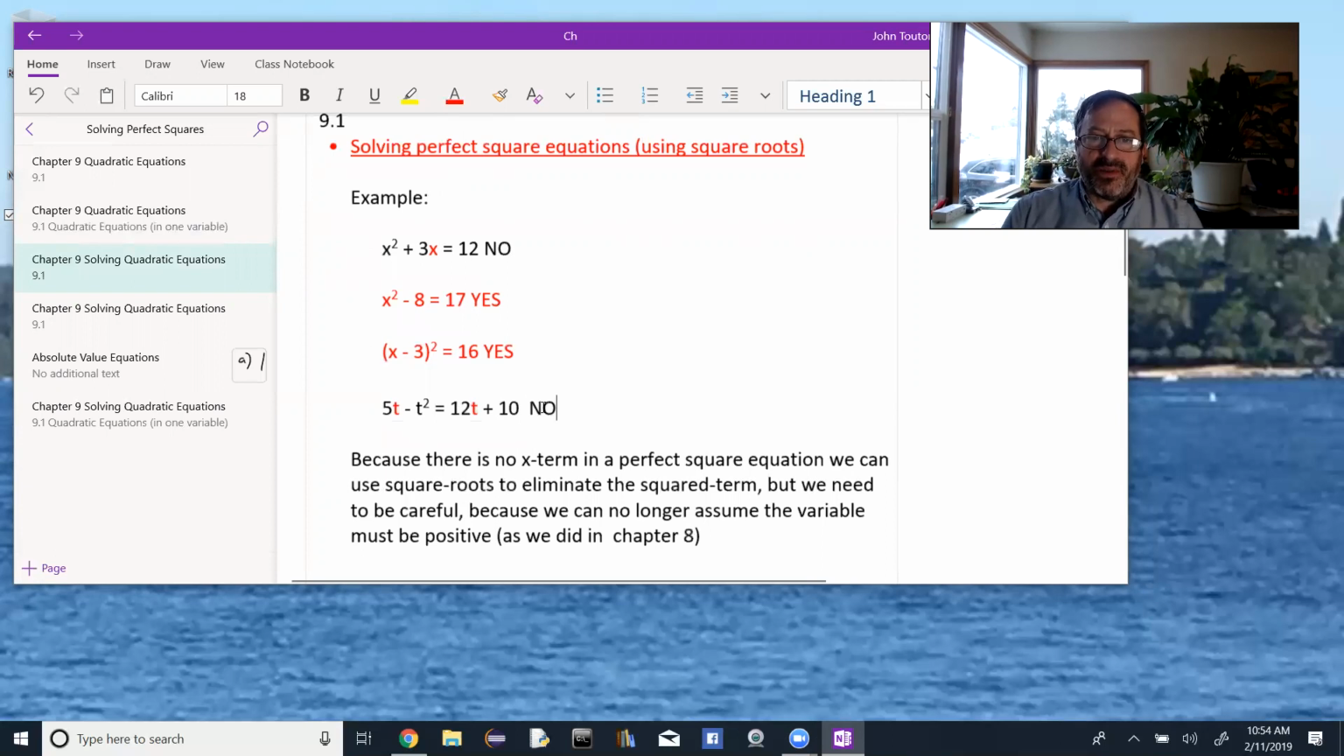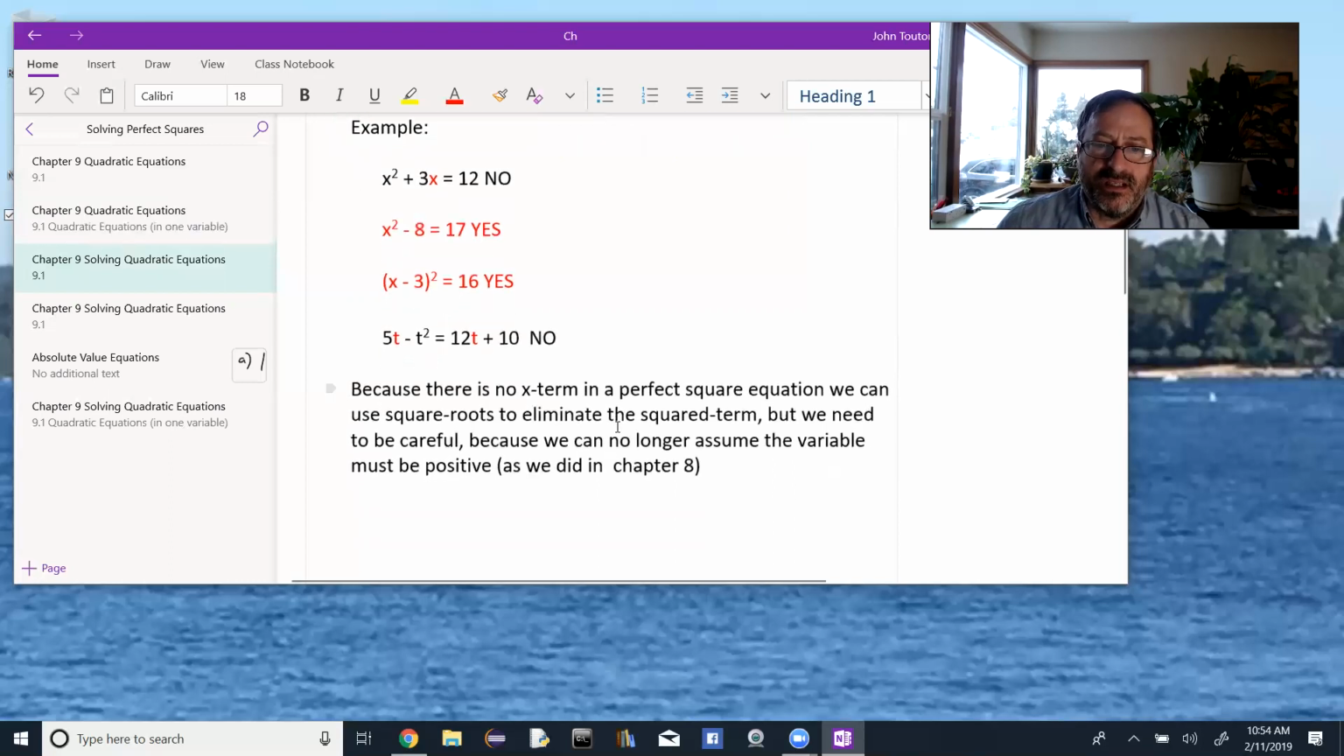So in both these equations, because there is no x term, we can use square roots to eliminate the squared term. We have to be a little bit careful here because unlike chapter 8, we can no longer assume that the variables must be positive. We had made that assumption in chapter 8 when we were reducing square roots, but we can no longer do that when we're solving these quadratic equations.